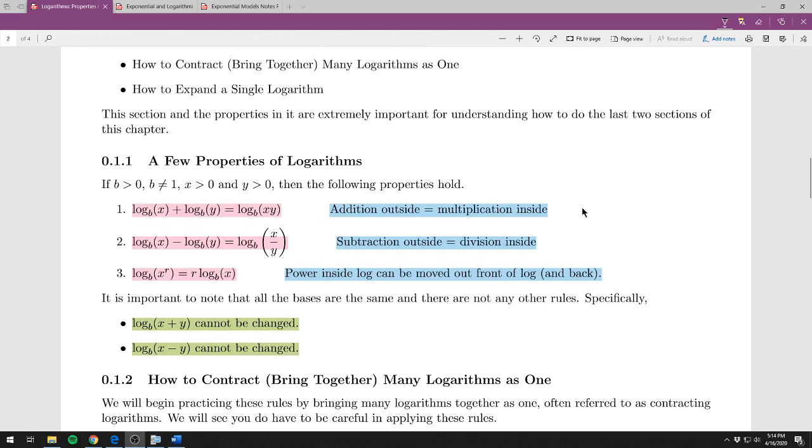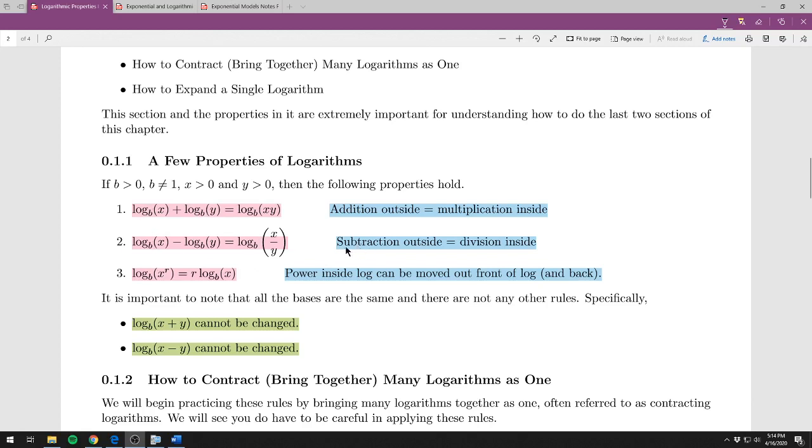The thing I really like to remember, and I usually emphasize, is addition on the outside. We're adding logs on the outside becomes multiplication on the inside. So if we're adding logs on the outside, we multiply the insides together to bring them together as one. And another thing you'll notice is the base doesn't change. The best way to think about the change of base formula, it's called that because it's the only formula where the base will change. All our other log rules, the base stays the same.